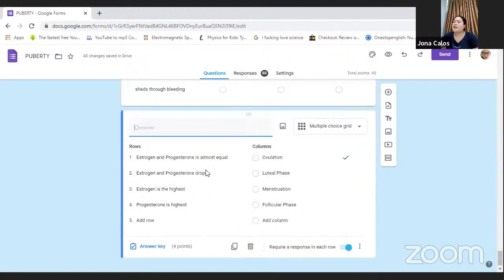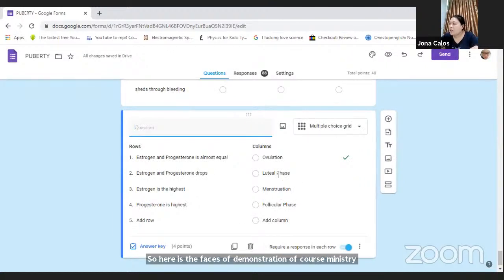So here are the phases of the menstruation. Of course, menstruation, follicular phase, ovulation, and luteal phase. So estrogen and progesterone is most likely equal. That is the middle phase, and that's for ovulation. Estrogen and progesterone drops. That's the opposite of the middle. That is menstruation, because you are bleeding already. So the hormones are low. Estrogen is highest at follicular phase. Progesterone is highest on luteal phase.